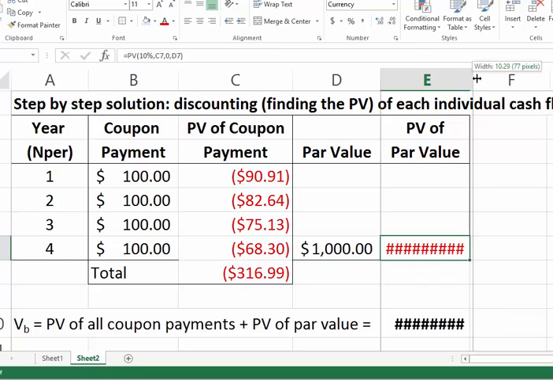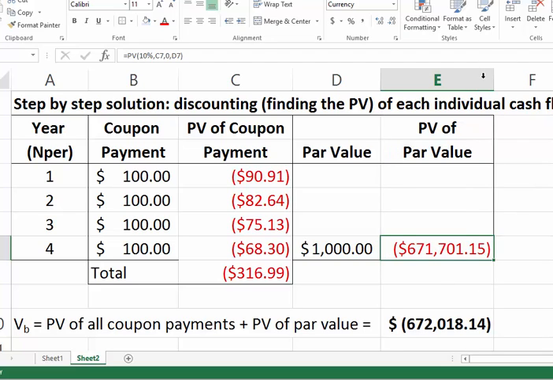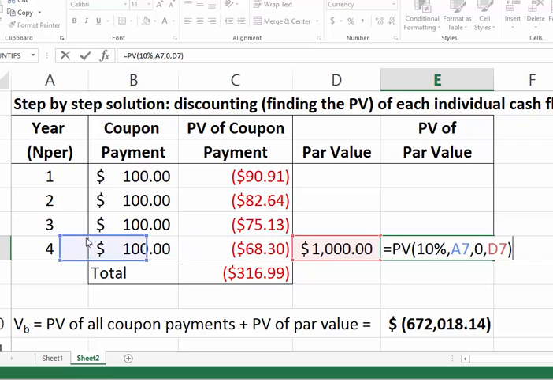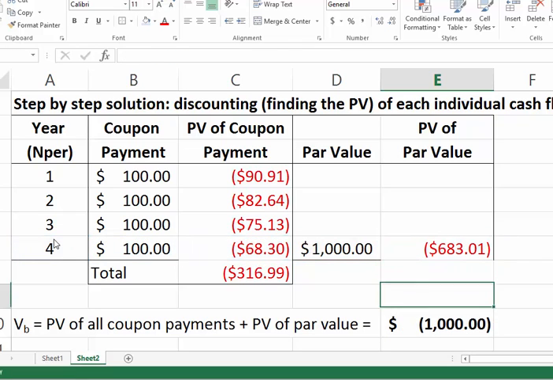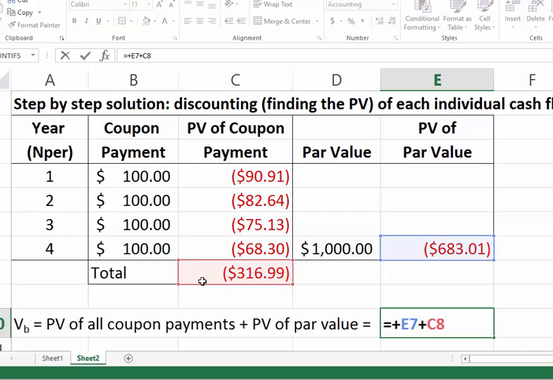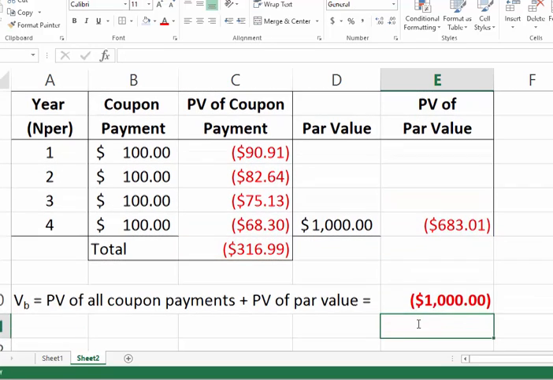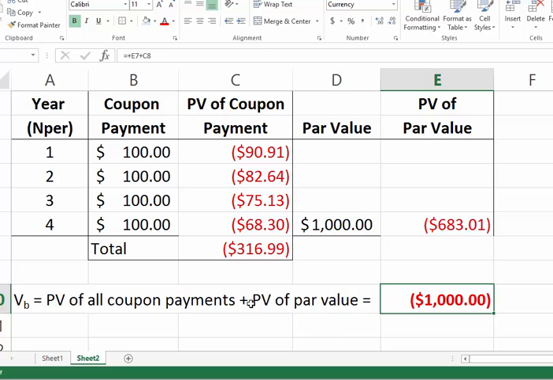and finally we get the present value of the big last payment. Once we do it, there's an error here, which is this one. We have to change this to 4 periods. And then we finally add the present value of the coupon portion and the present value of the lump sum, the last big payment, and we find that the price of this bond should be $1,000.